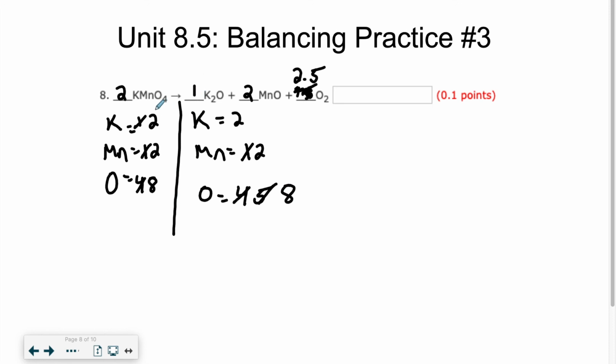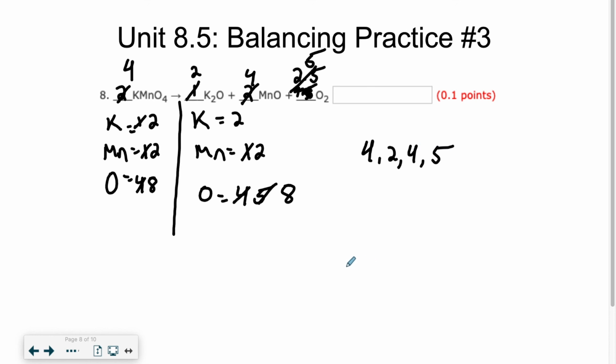So what that tells us is that even though these coefficients are not currently allowed, because this ends up being a 0.5, it is the correct ratio. In order to fix this, I can multiply each of these coefficients by 2. So this becomes a 4, a 2, a 4, and then a 5. So you would type in 4, 2, 4, 5.